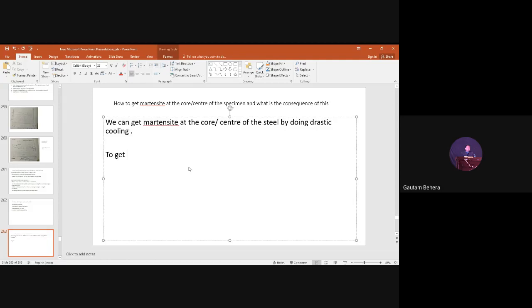To get martensite in steel, the cooling rate should be the critical cooling rate or upper critical cooling rate, or I can write, the cooling rate must be higher than the critical cooling rate.